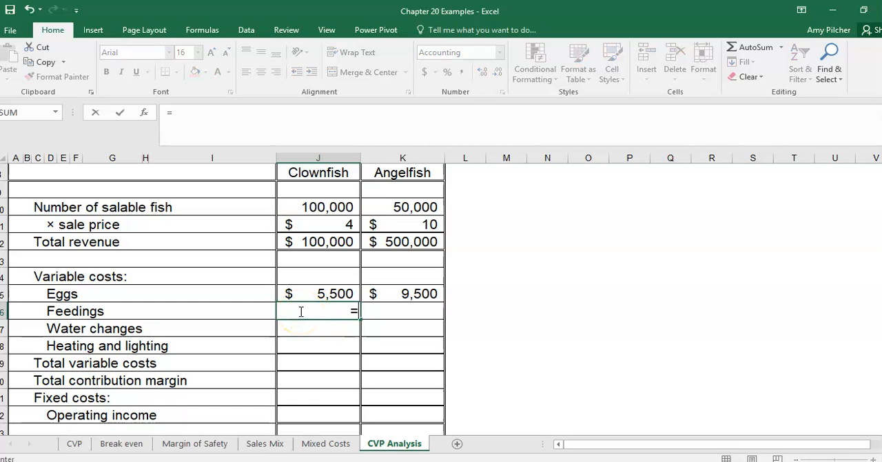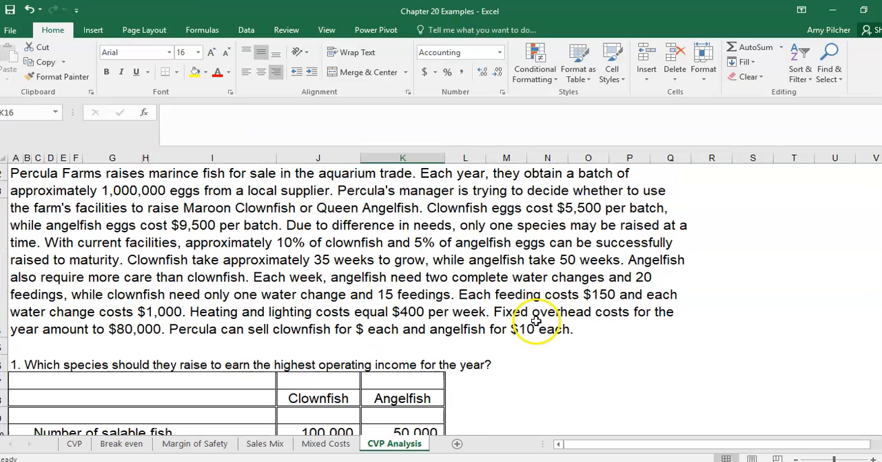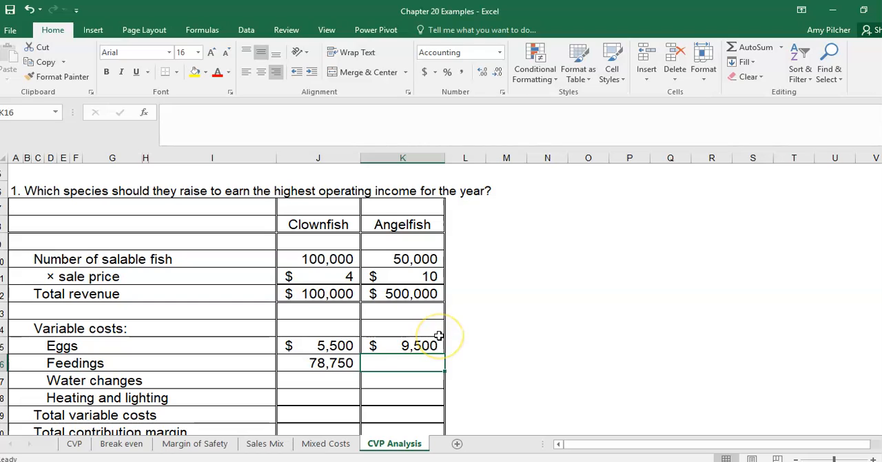So 35 times 15 times $150 for clownfish. And for angelfish, we have 50 weeks times 20 feedings times $150. So 50 times 20 times 150.